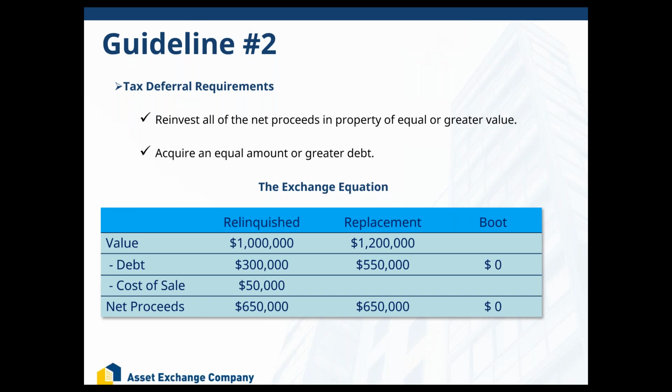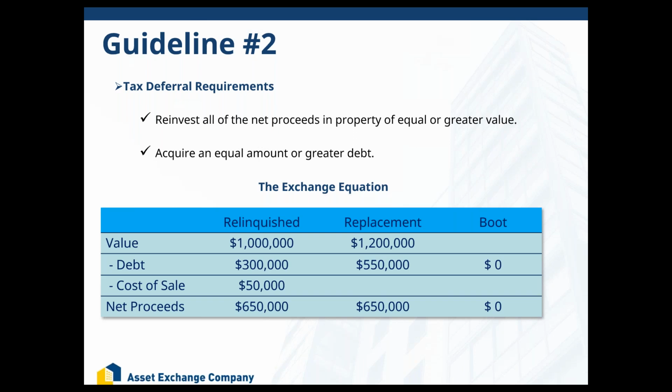Now, they still need another $550,000 to help them purchase that replacement property for $1.2 million. So what do they do in that case? Well, they go out and get a loan for $550,000. By doing that, they just meet rule number two. Because they had a loan that they paid off, debt of $300,000, and they actually acquire greater debt. The new loan that they obtain is $550,000. So in this particular example, they would get a full deferral. They would defer their taxes 100%.